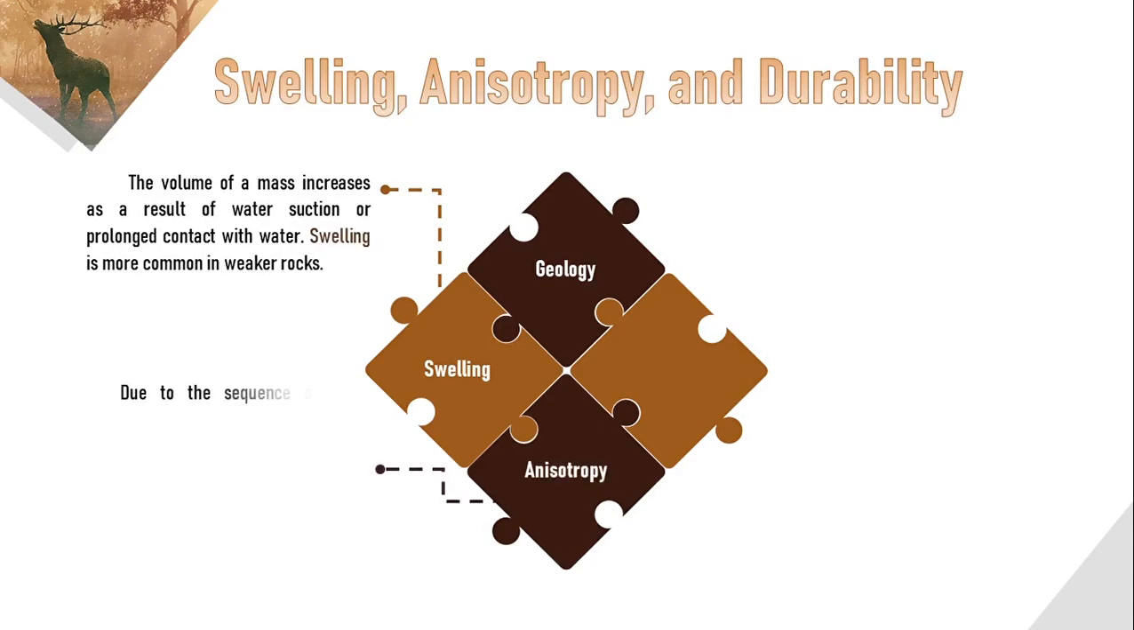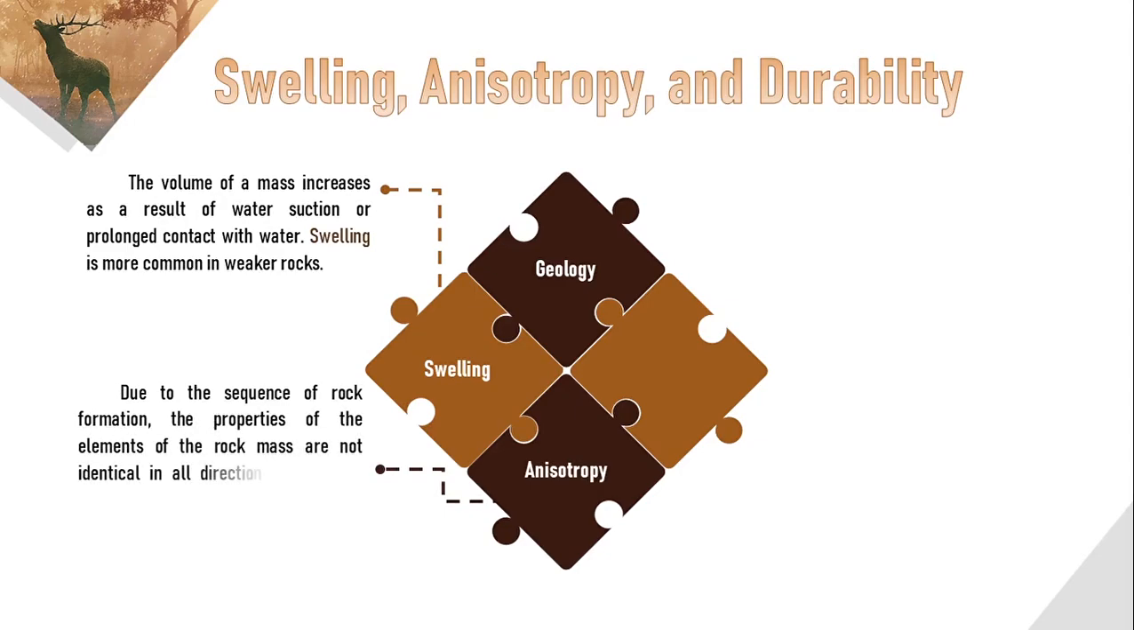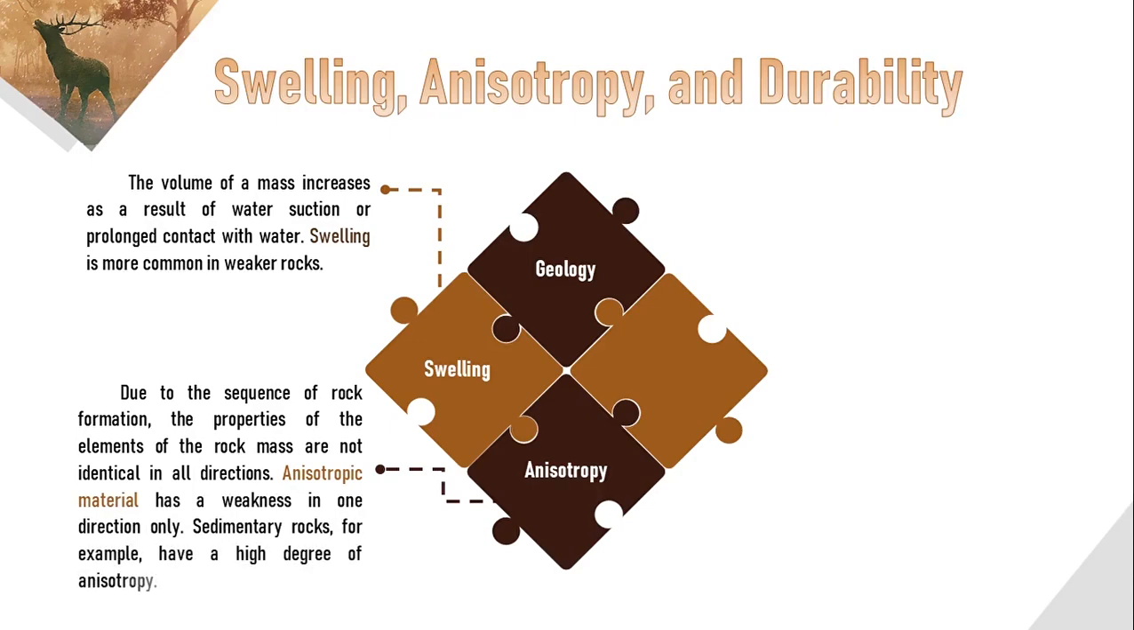Anisotropy. Due to the sequence of rock formation, the properties of the elements of the rock mass are not identical in all directions. Anisotropic material has a weakness in one direction only. Sedimentary rocks, for example, have a high degree of anisotropy.